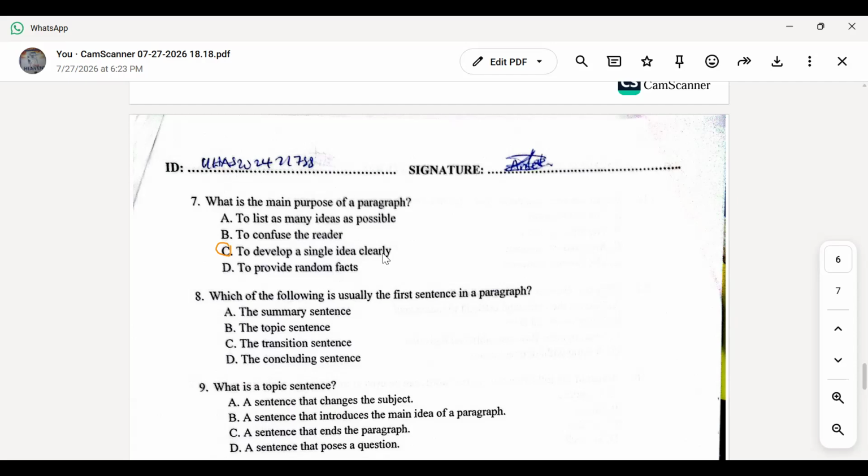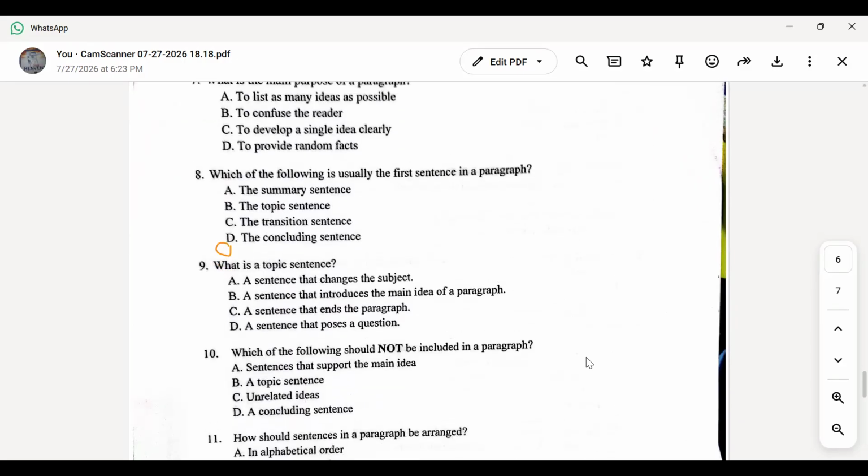Question 8. Which of the following is usually the first sentence in a paragraph? A, the summary sentence. B, the topic sentence. C, the transition sentence. D, the concluding sentence. The topic sentence.